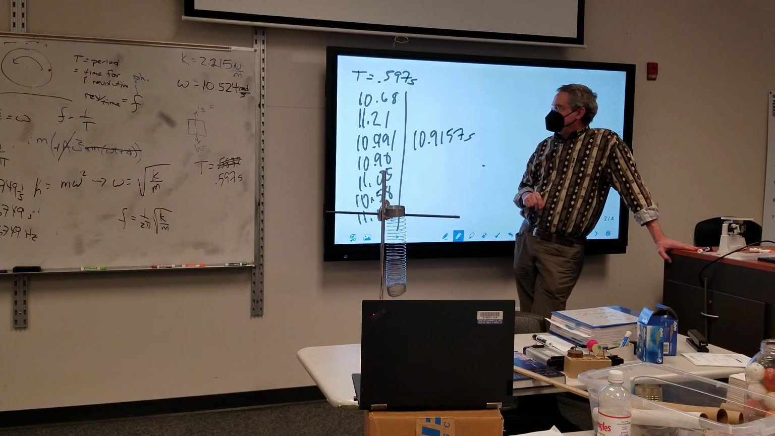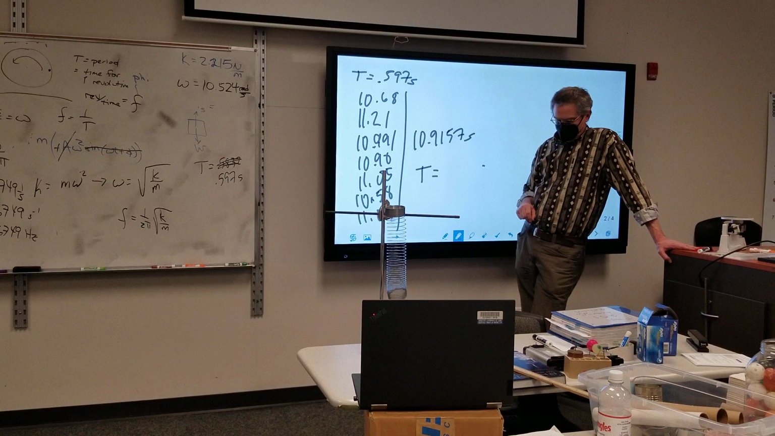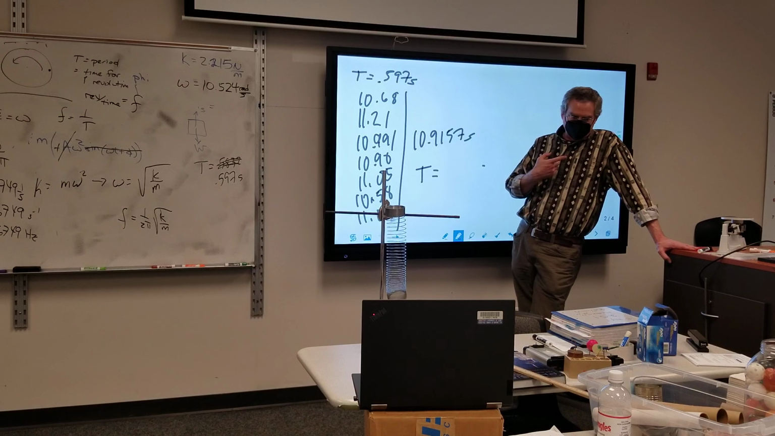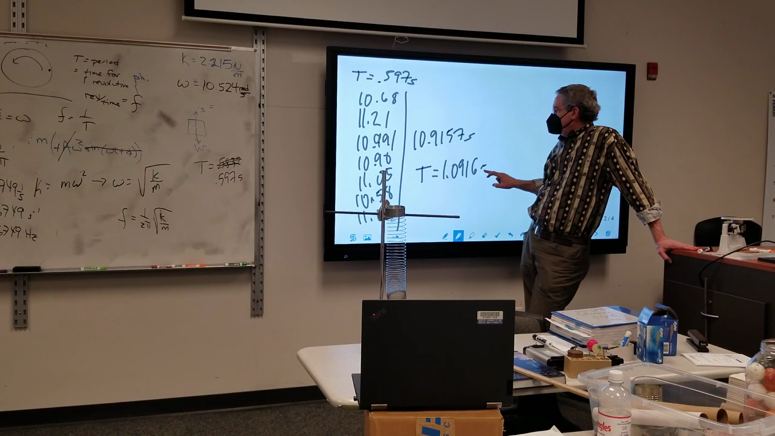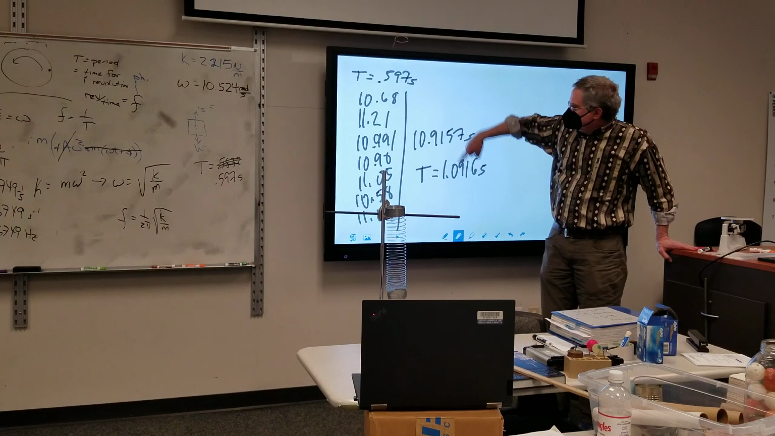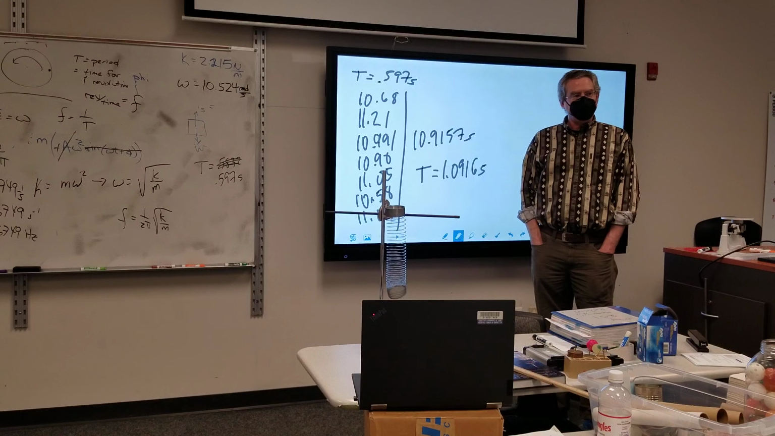So, if that is for 10 oscillations, what is the period for 1 oscillation? Divided by 10? Yeah. So 1.0916. We are really far off here. Why? Because it slows down. Not the biggest impact.